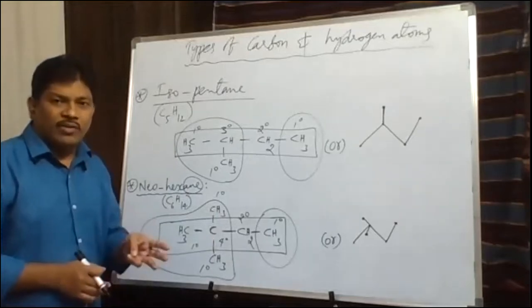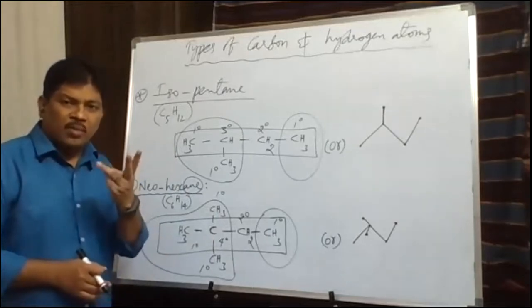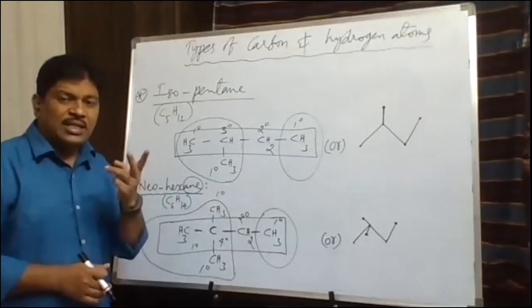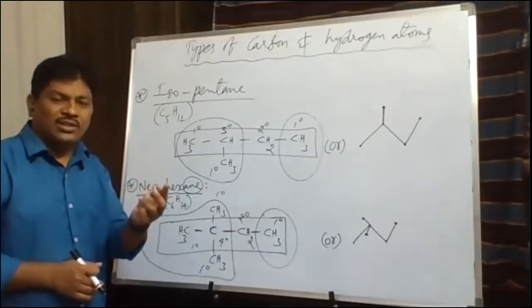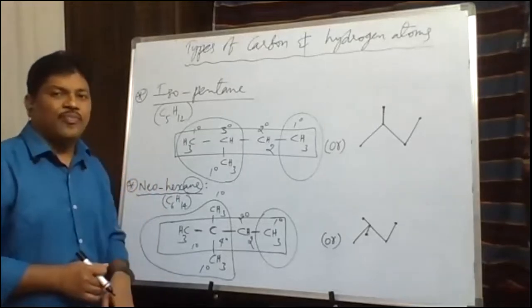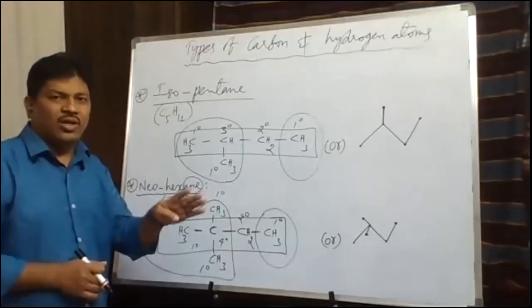Okay, we have different types of hydrogens. What? 3 types. What are they? Primary hydrogens, 1 degree hydrogens, secondary hydrogens or 2 degree hydrogens, tertiary hydrogens or 3 degree hydrogens. That's all. 4 degree hydrogens are not available.